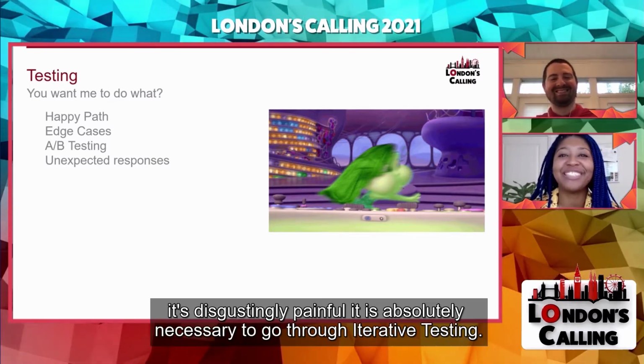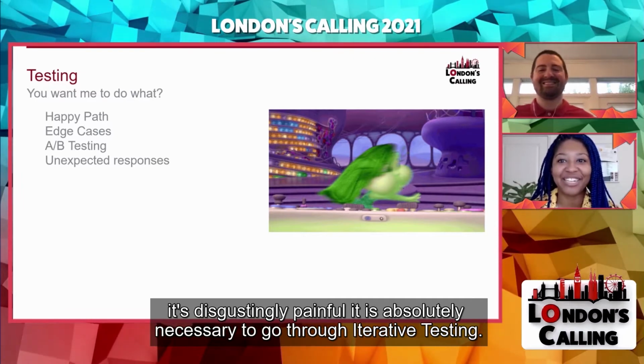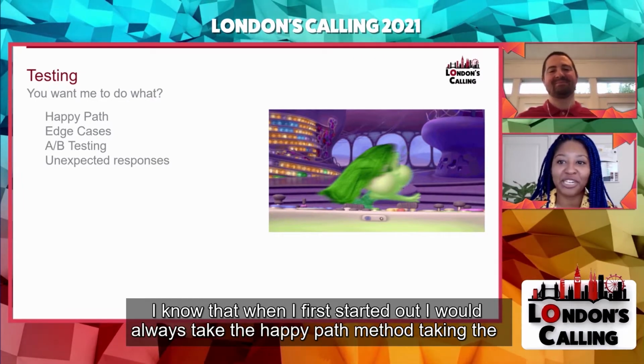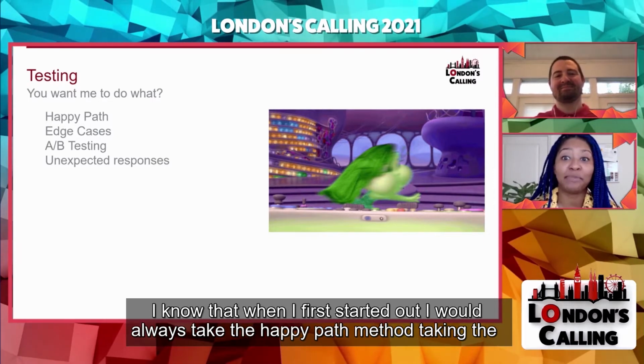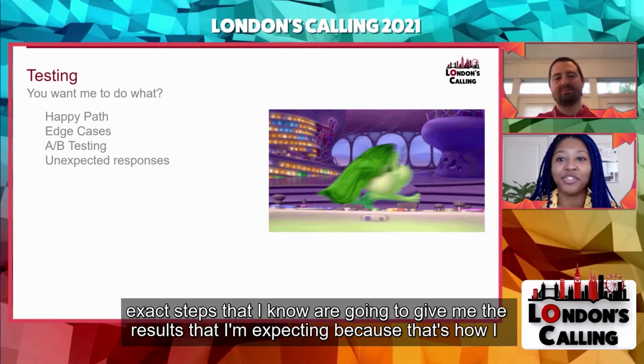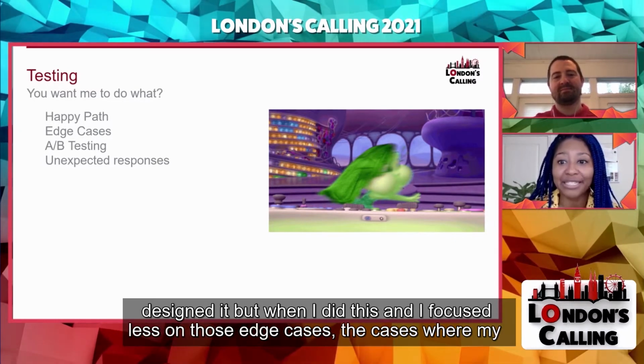And so while it's disgustingly painful, it is absolutely necessary to go through iterative testing. I know that when I first started out, I would always take the happy path method, taking the exact steps that I know are going to give me the results that I'm expecting, because that's how I designed it.